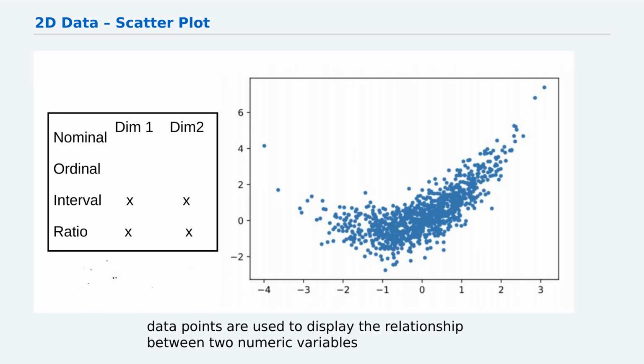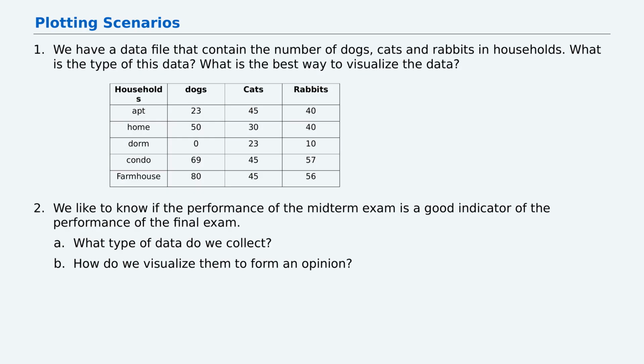A scatter plot maps 2 numeric dimensions, usually interval or ratio, onto the horizontal and vertical axes, with each point representing one observation. Look for direction and strength of association, clusters, nonlinearity, and outliers. Categorical variables don't serve as axes but can be added with color or marker shape to provide context, helping you decide next analysis steps. Let's talk about some plotting scenarios.